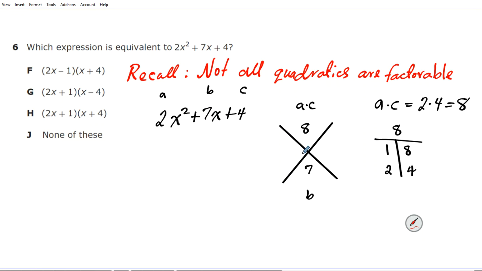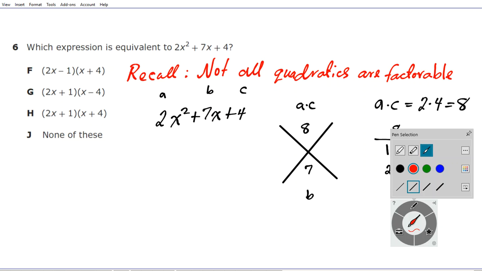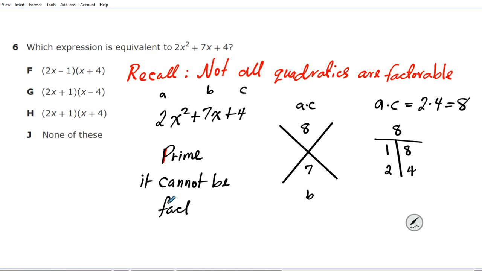Since there are no two numbers that multiply to give you 8 and add to give you positive 7, what does that tell us? It tells us that this quadratic trinomial is prime, or in other words, it cannot be factored. Since it's not factorable, the answer to number 6 is option J, none of these.